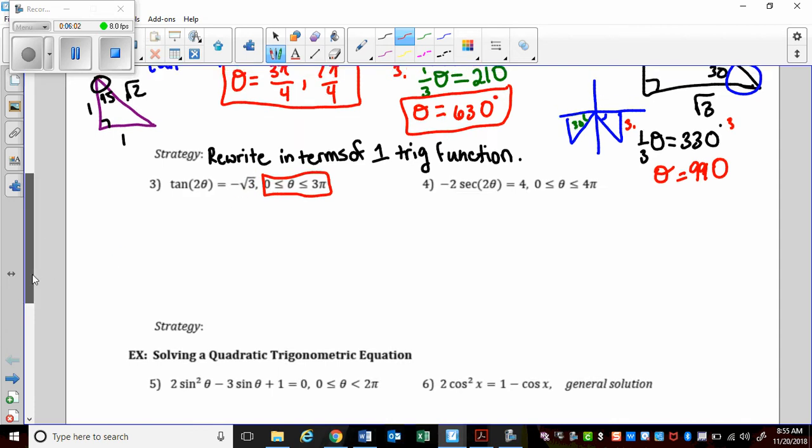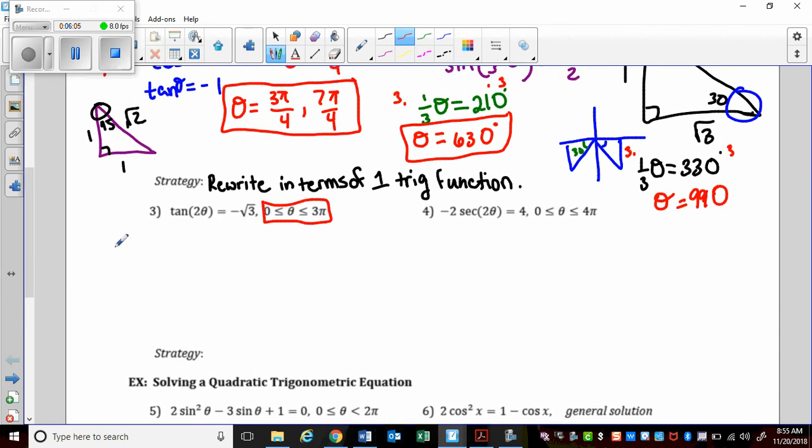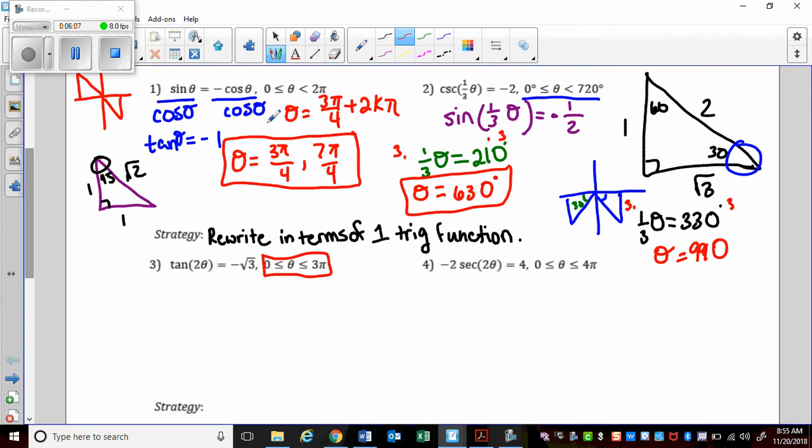I know that the only time we're going to have a square root of 3 is in my 30, 60, 90 triangle. So tangent is opposite over adjacent. Opposite, we want to be the square root of 3 over 1. So actually my reference angle in this case is going to be 60 degrees. So 60 degrees is pi over 3. Now tangent is negative square root of 3. So tangent is negative in quadrants 2 and 4.